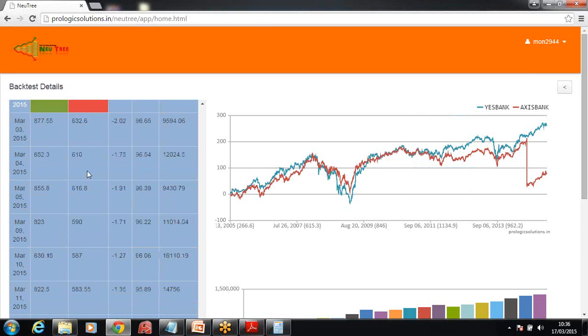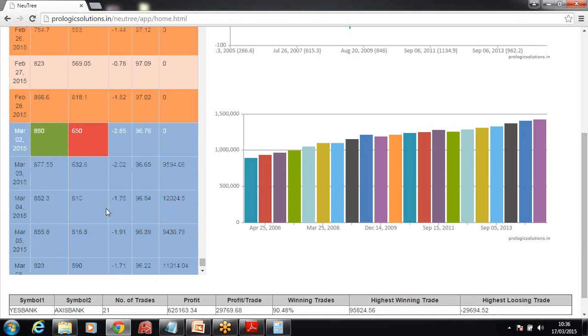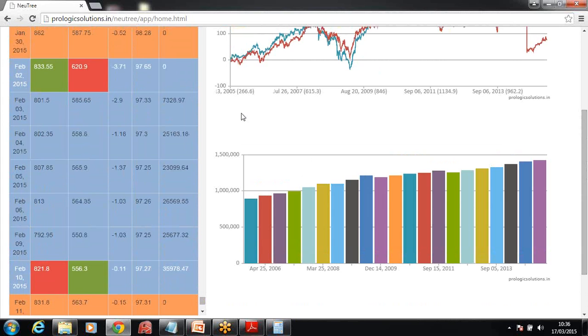Now let me just come back. You might ask me, this particular trade has taken me 10 days, but we had a previous trade also, previously a trade here. So you can see that we had the same call, Yes Bank buy and Axis Bank sell. Now the Z-score started at 3.71 and then it fell to 2.9 and then it fell to 1.18 and then again it rose to 1.37.